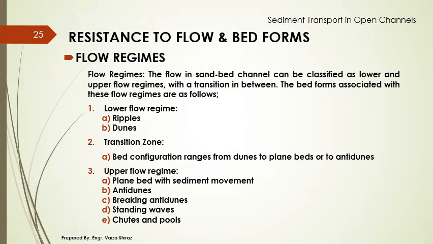Now we will discuss different flow regimes. The flow in a sand bed channel can be classified as lower and upper flow regimes with a transition in between. The bed forms associated with the flow regimes are as follows. The lower flow regime will have ripples and dunes. The transition zone will have bed configurations ranging from dunes to plane beds or to anti-dunes. And the upper flow regime will have plane bed with sediment movement, anti-dunes, breaking anti-dunes, standing waves, and chutes and pools.